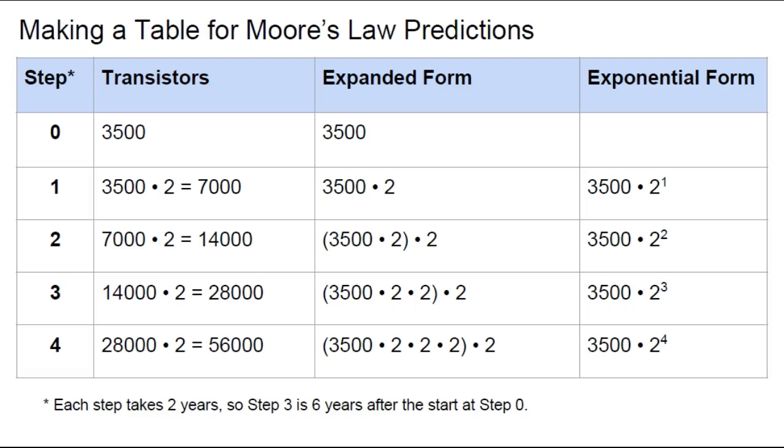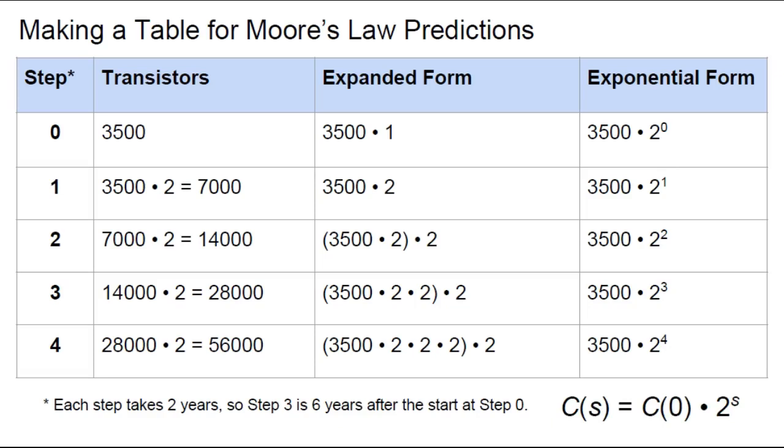Well, now all of a sudden I'm starting to see a pattern here. I feel like if I've got 1, 2, 3, 4, maybe the first one should have been 0. And I can see that if instead of writing 3,500 for my expanded form, if I wrote 3,500 times 1, well, 1 is 2 to the 0. And now, looking at the exponential form, I can see that the exponent on my 2 goes from 0 to 1 to 2 to 3 to 4. So that means that my exponent on 2 always is going to be equal to the step number.